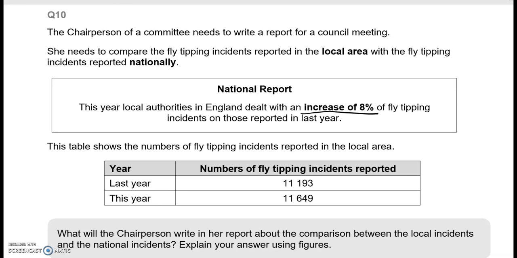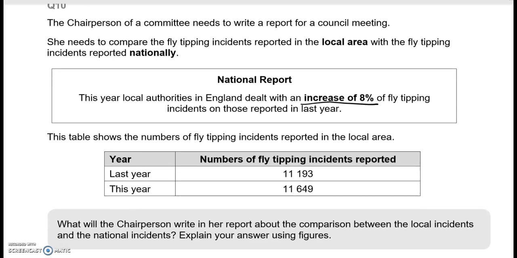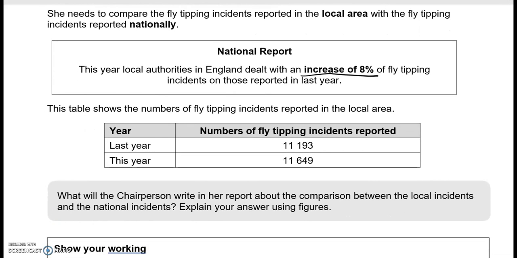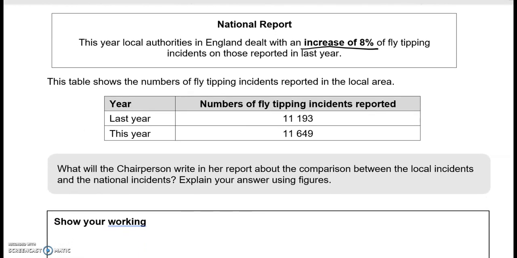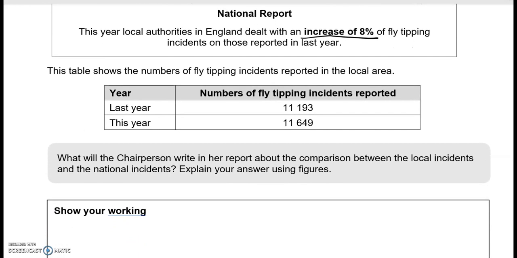Last year, 11,193. This year, 11,649. So there's been an increase. What will the chairperson write in a report about the comparison between the local incidents and the national incidents? Explain your answer using figures. So we know nationally there's been an increase by 8%, and we can see there's been an increase at the local level, but we don't know what that is in terms of percentage. So we'll work it out.